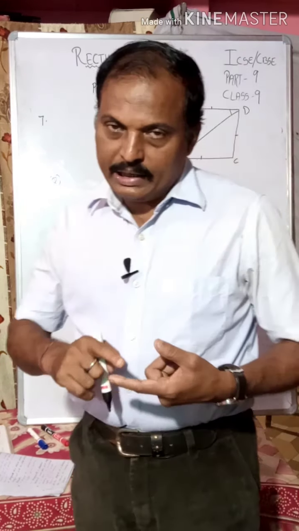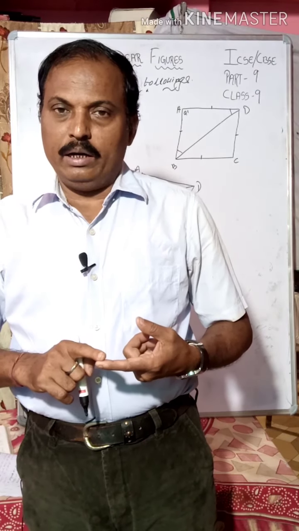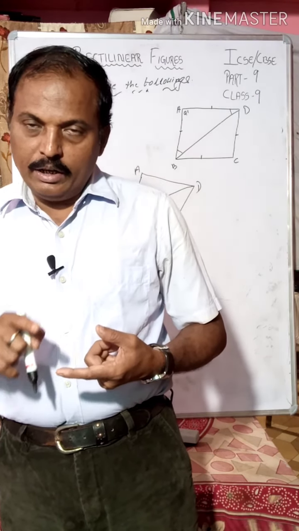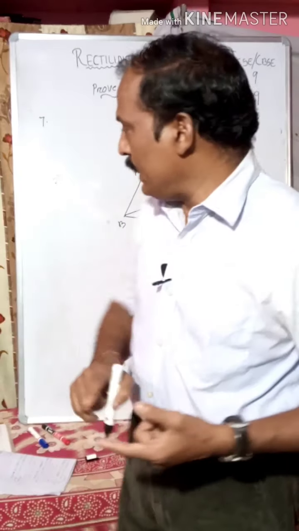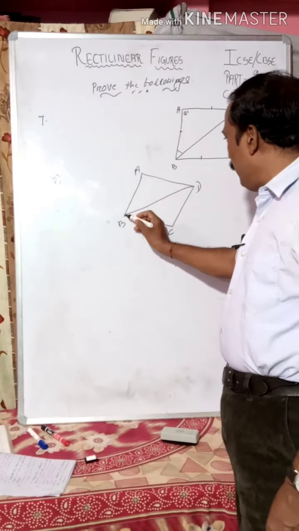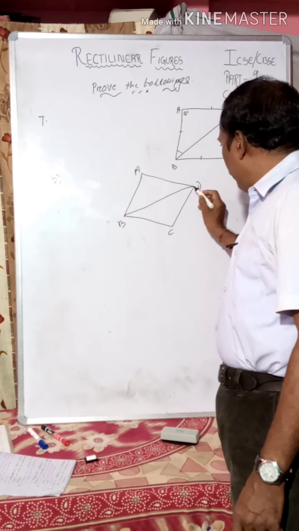As it is a quadrilateral, there are 4 vertices of a quadrilateral, whether it be a rhombus, rectangle, square, whatever it may be. A 4-sided figure is a quadrilateral. So this is a vertex, this is another vertex.